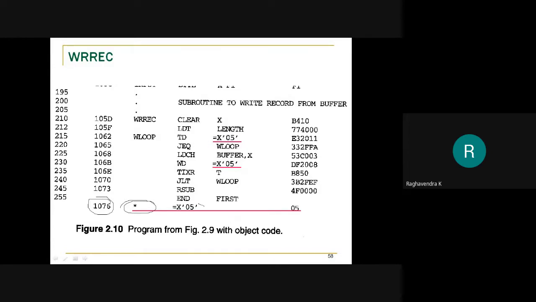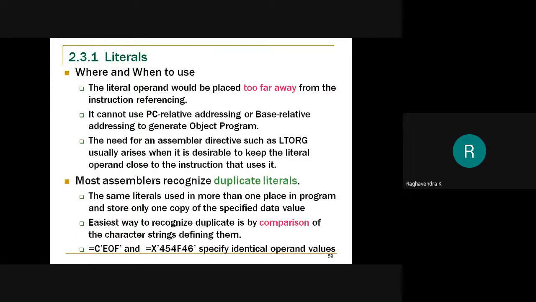They just have a memory address. Okay, so when it comes to a literal, there may be certain operands which are identical or duplicate values. So how does the assembler recognize these duplicate values? For example, if you have a value like C'EOF', this would generate the object code 454F46 when we assemble the instruction.